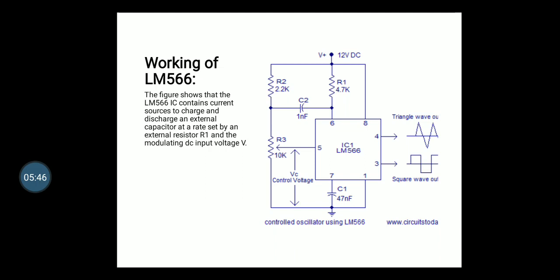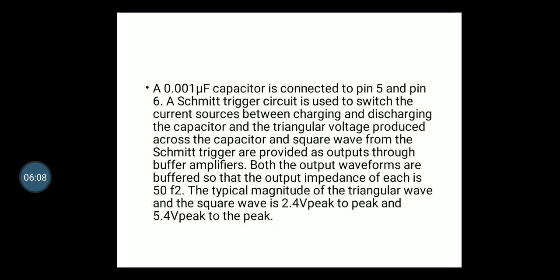Since the source and the sink currents are equal, the capacitor charges and discharges for the same amount of time. This gives a triangular voltage waveform across CT, which is also available at pin 4. The square waveform output of the Schmitt trigger is inverted by inverter A3 and is available at pin 3. A 0.001 microfarad capacitor is connected to pin 5 and pin 6.